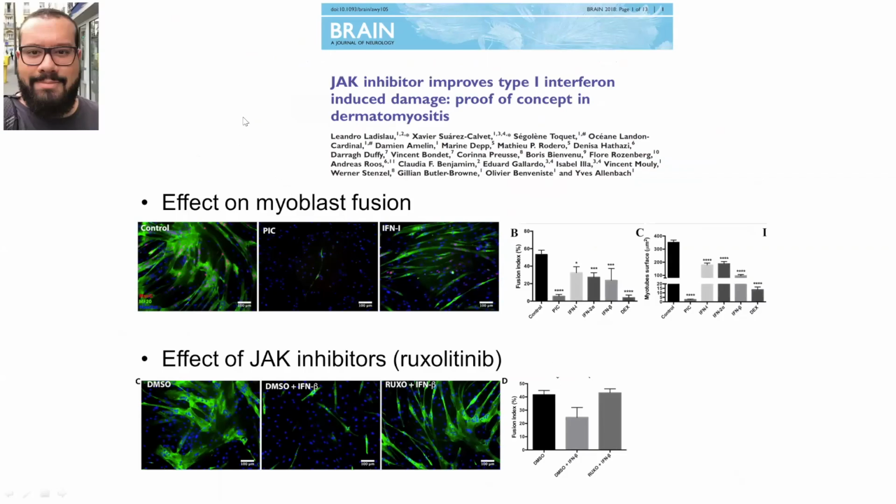So Leandro, he's a postdoc, did this kind of experiment in the lab. Once again, it is our in vitro system. If you add some activator of the interferon pathway, poly-IC or interferon itself, then clearly you can block the myoblast fusion. You can also induce atrophy of the myotubes. And if you add one JAK inhibitor in your culture, when you add interferon type 1 beta, and the JAK inhibitor is ruxolitinib, then you restore the phenotype of your cells.